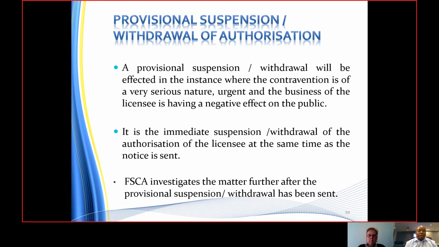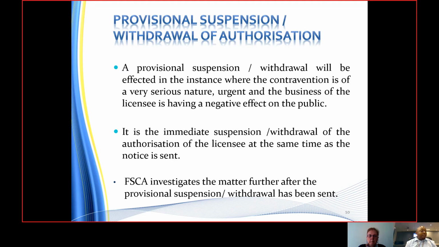Okay, moving on to provisional suspensions and withdrawal of licenses. The provisional suspension or withdrawal is where the FSCA immediately withdraws or suspends a license prior to affording the affected FSP an opportunity to respond, or prior to the FSCA actually investigating and considering the matter.